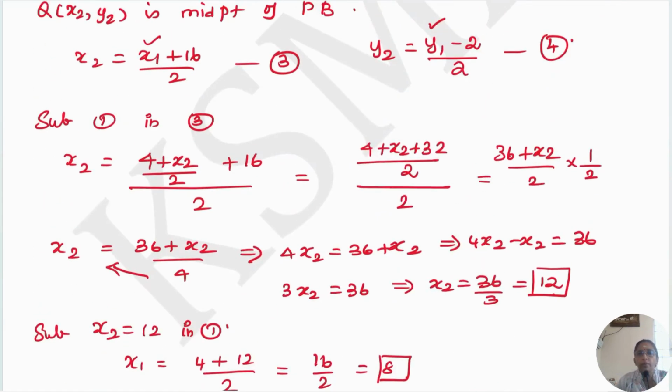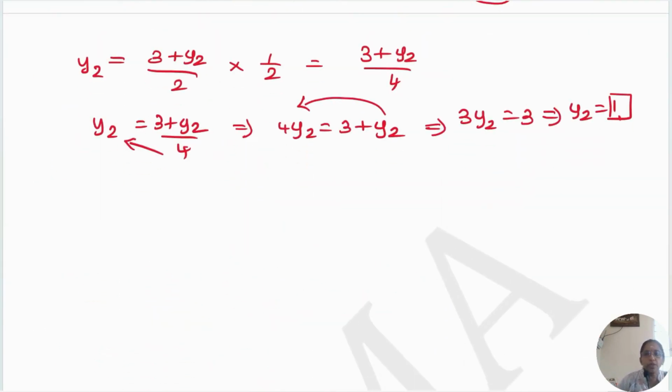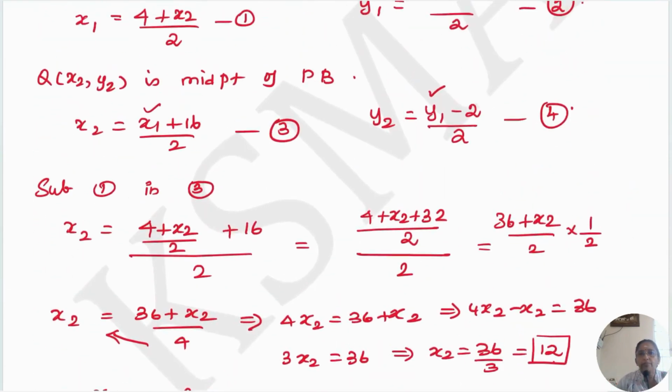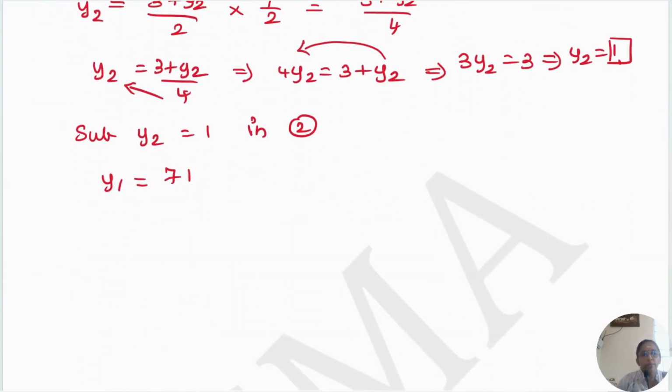And again go for your back substitution with equation number 2. So y1 is equal to 7 plus y2 divided by 2. Substitute y2 equal to 1 in equation number 2. So y1 is equal to 7 plus 1 divided by 2. So 8 divided by 2 is 4.